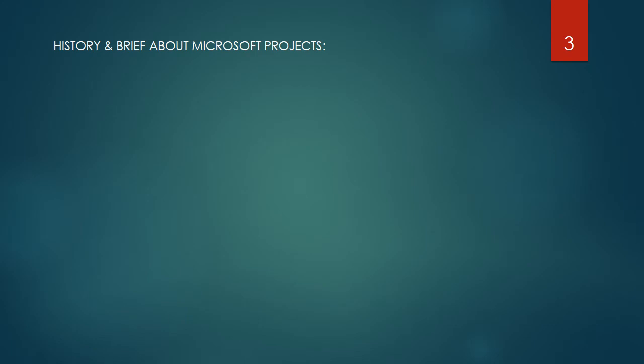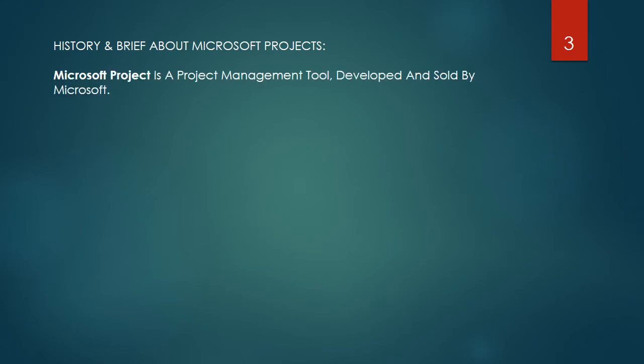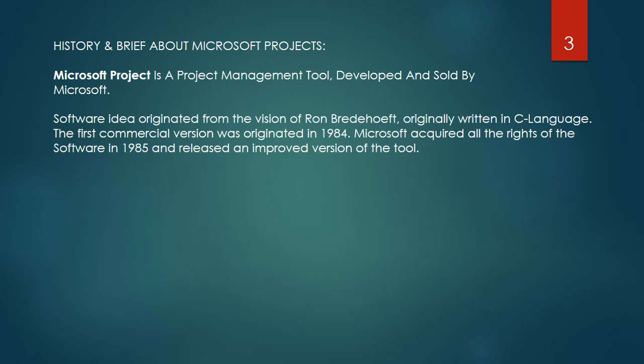History and brief about the tool. Microsoft Project is a project management tool developed and sold by Microsoft. The software idea originated from the vision of Ron Bradhoff, originally written in C language. The first commercial version was originated in 1984. Microsoft acquired all the rights of the software in 1985 and released an improved version of the tool.